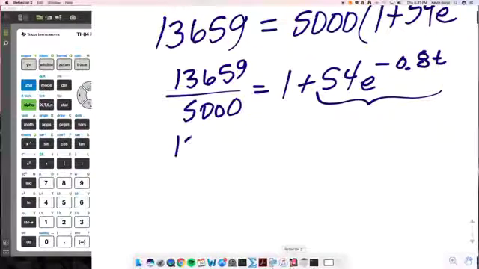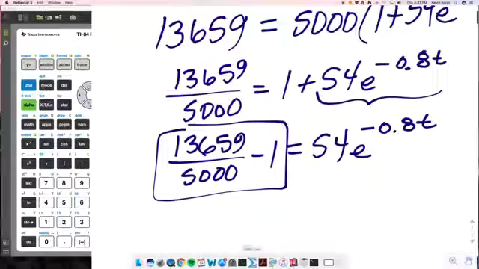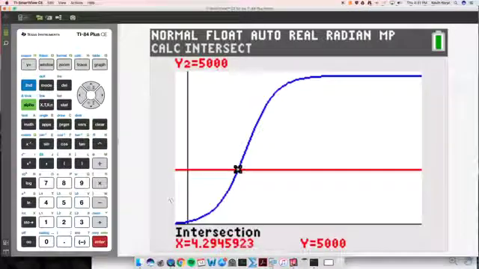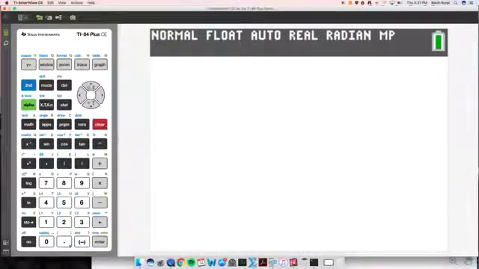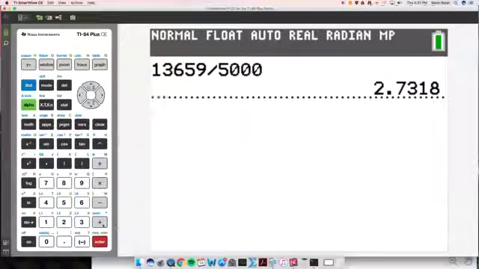All right, so now we're going to try and isolate the variable term. So we subtract 1. So we get 13,659 all over 5,000 minus 1, and that equals 54 e to the negative 0.8t. So now here's where you can actually use your calculator. I'm going to type this piece into the calculator and let it tell me what it is. So we'll go to the home screen, and we got 13659 divided by 5,000. You don't need to use the horizontal division bar here. That's 2.7318 and then minus 1.